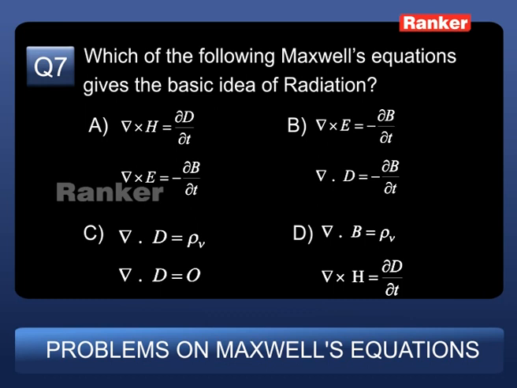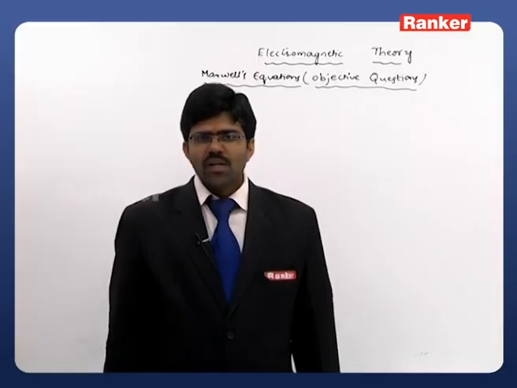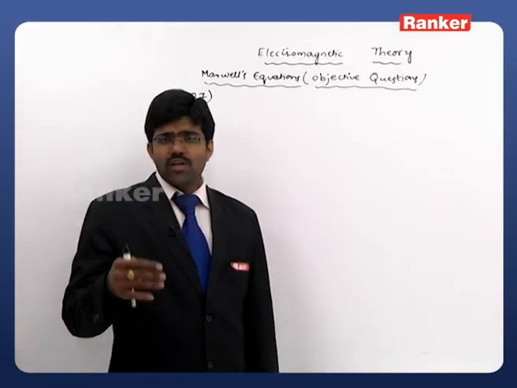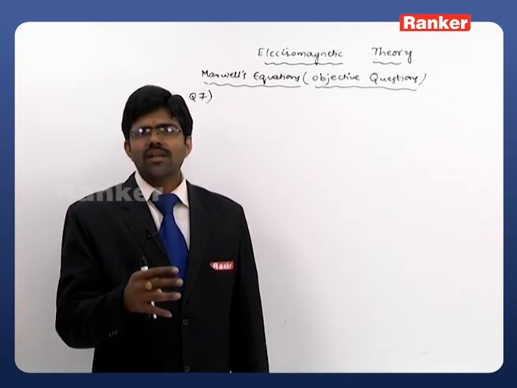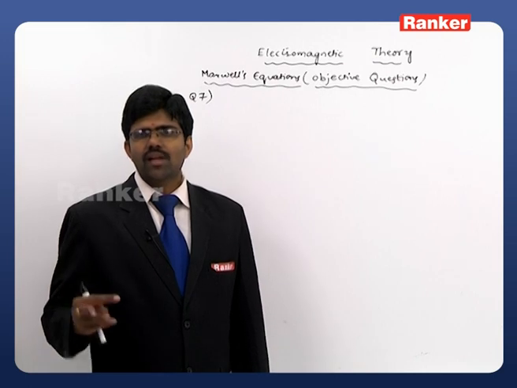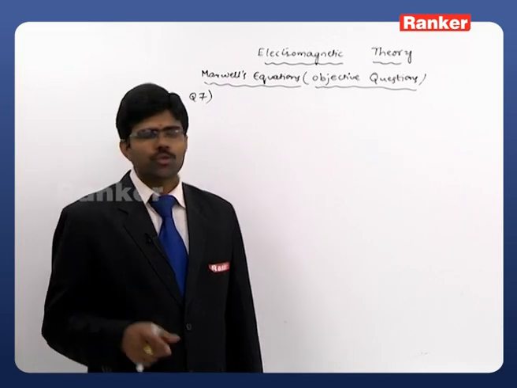Option C is del dot D equals rho V and del dot D equals 0. Option D is del dot B equals rho V and del cross H equals dou D by dou T. So here we are supposed to identify among all the equations which are most suitable for observing or understanding radiation. As we discussed, Ampere's law and Faraday's law, these two are most suitable.